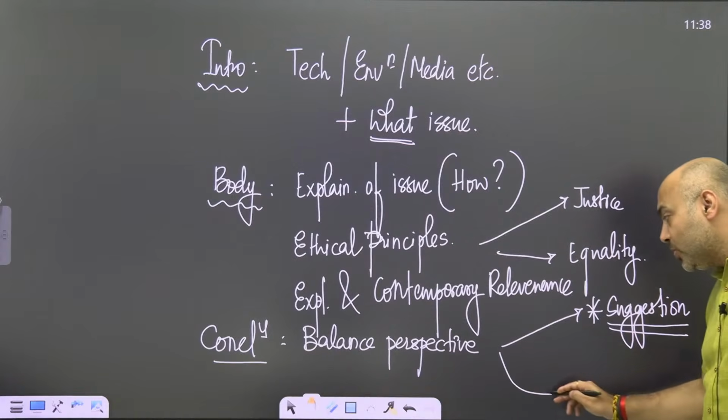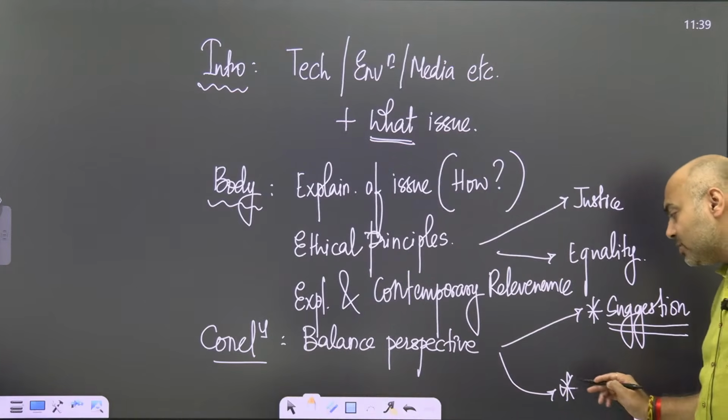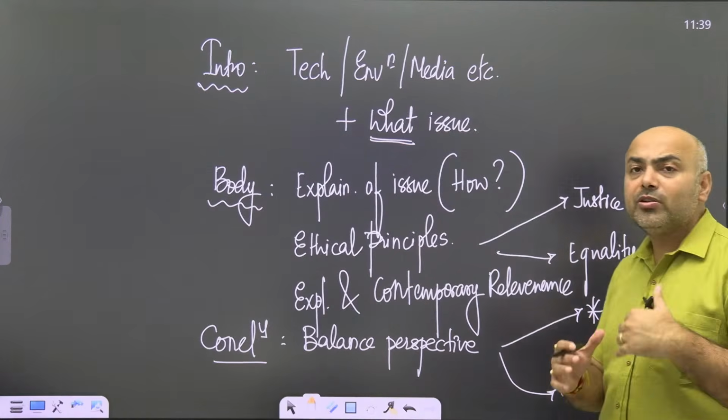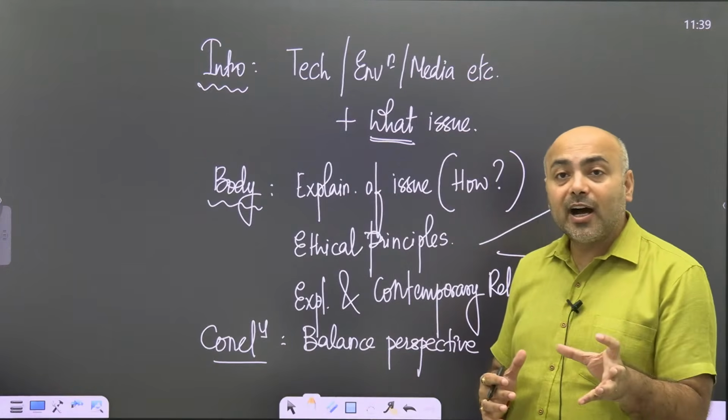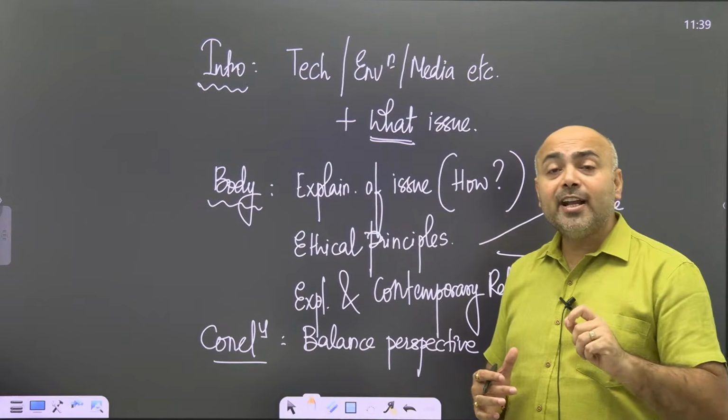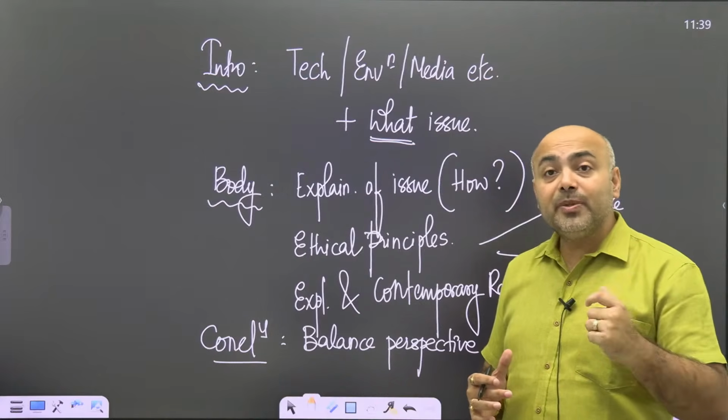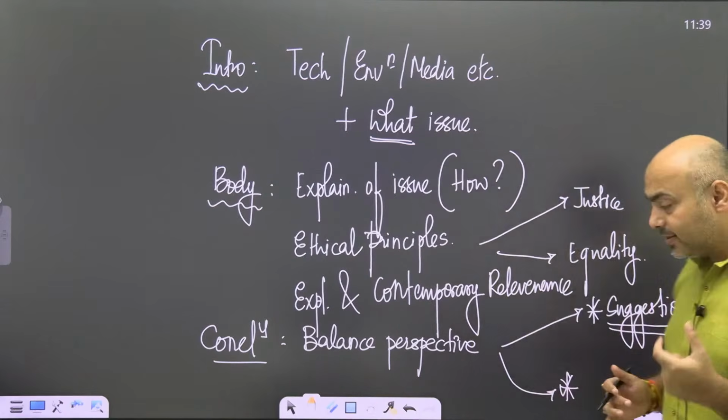Or you can do what? If you are writing some things that are positives, there are also negatives. So in that case you can balance it. How? By providing an alternative perspective, which means the negatives or the criticisms part.